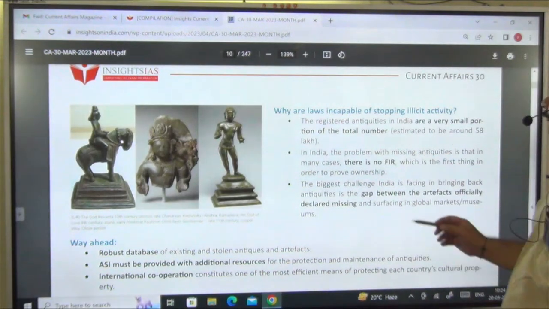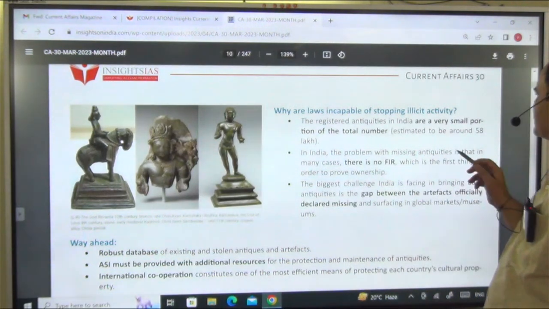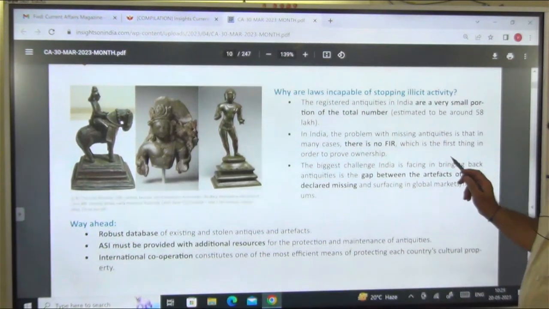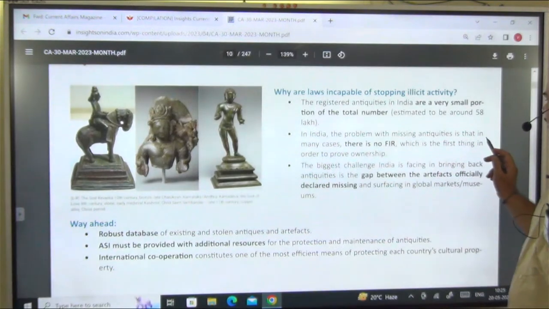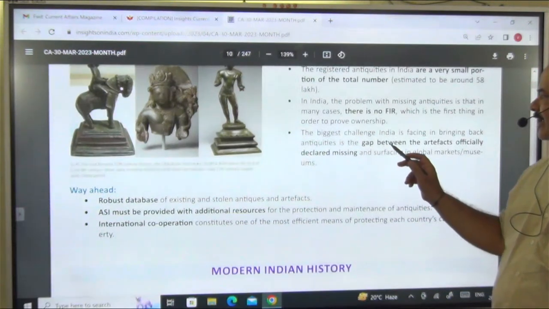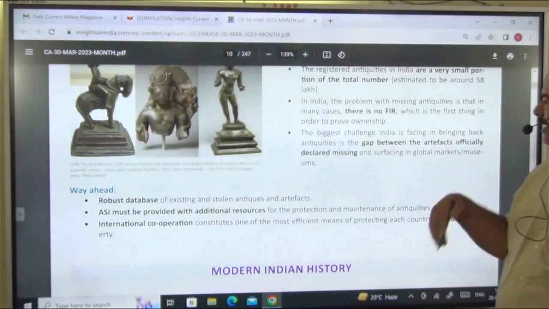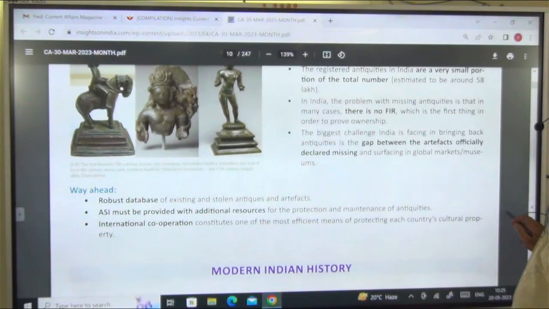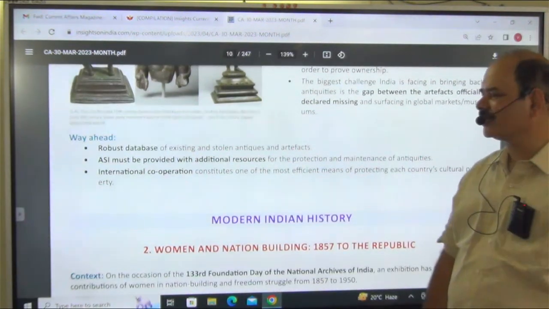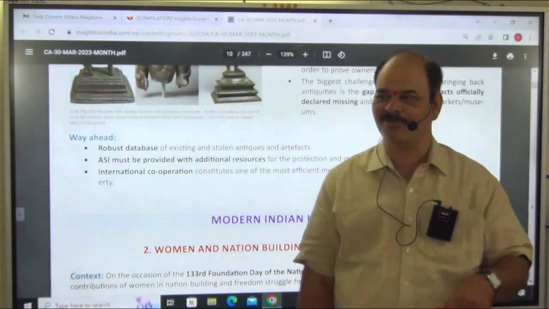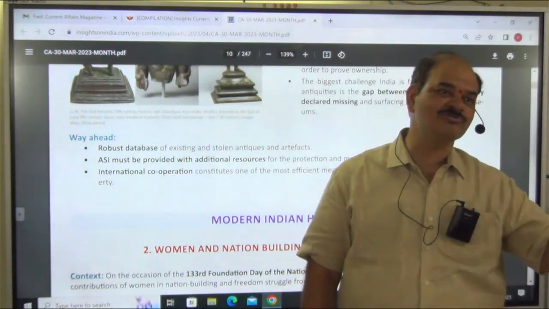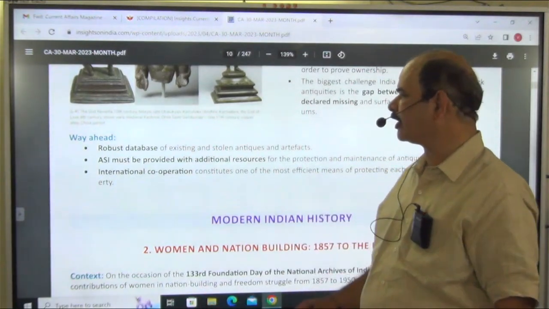Now, why are laws incapable of stopping illicit activity? The registered antiquities in India are a very small portion of the total number. The problem with missing antiquities is that in many cases there is no first information report. The biggest challenge India is facing in bringing back antiquities is the gap between the artifacts officially declared missing and those surfacing in the global market, museums, etc. So if officials say the number is 200, in global museums it is 2000. It is a problem. Okay, no issue.